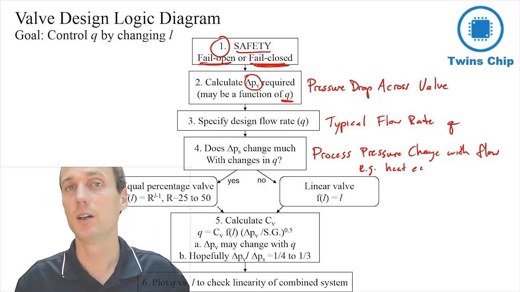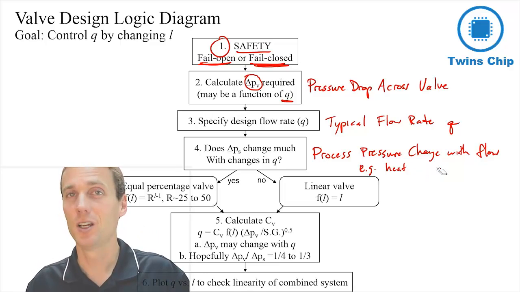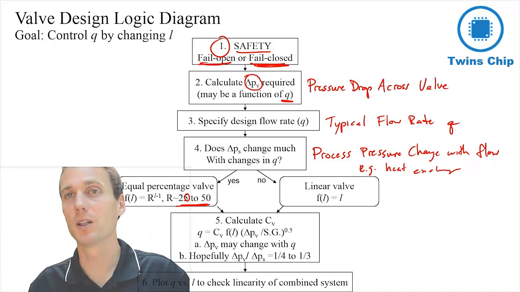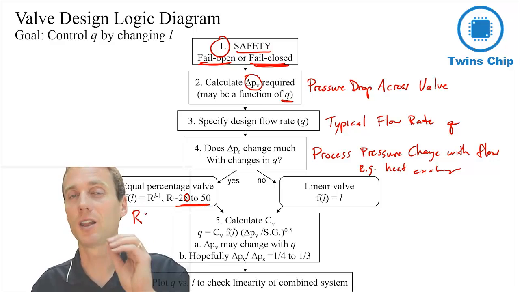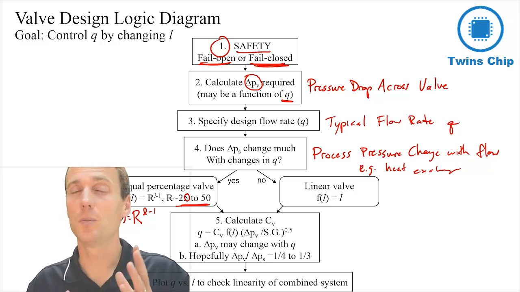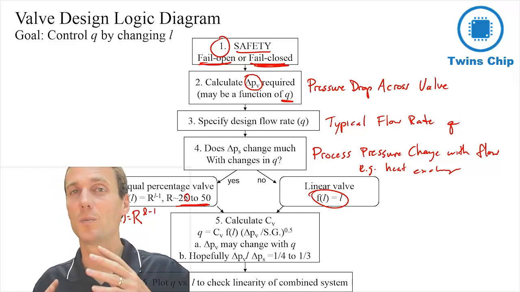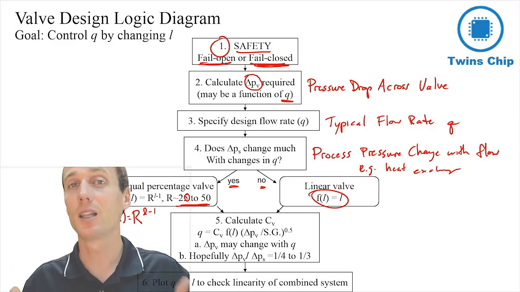Okay, so if that changes a lot with changes in flow rate, then we're going to want to use an equal percentage valve. And with this equal percentage valve, it just changes that F of L function, with an R value between typically 20 and 50. And then L is still the lift, but that's in the exponent of that function. So it's lift minus 1, so it's R to the lift minus 1. And so that would be your F of L in that design equation. So on the other hand, if the process pressure doesn't change very much with changes in flow, then we can select a linear valve.